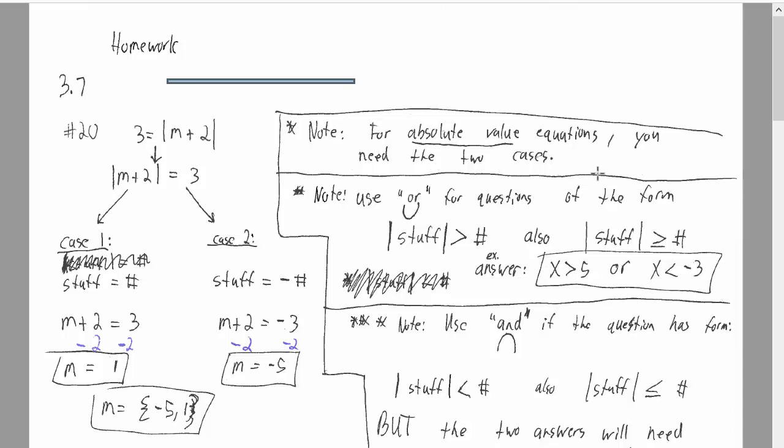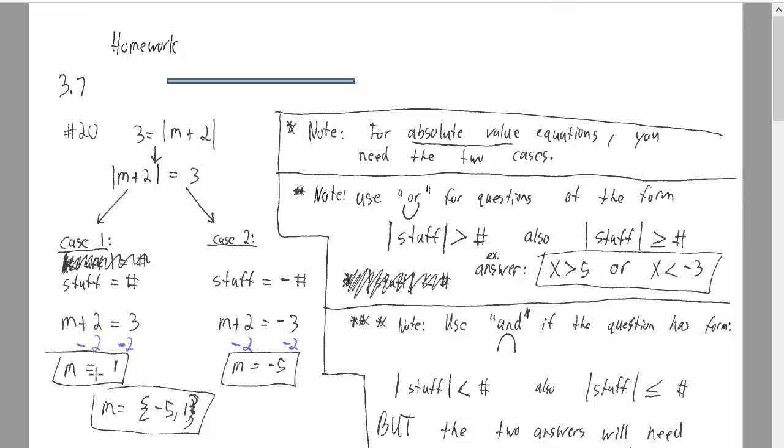And note, I have just some little notes here that for absolute value equations, those are the only ones where you need those two cases. The first case is you set the stuff equal to just the regular number. That's why I set the n plus 2, which is the stuff inside the absolute value, equal to 3. And then I set the stuff inside equal to the negative version. And then you just solve as normal.